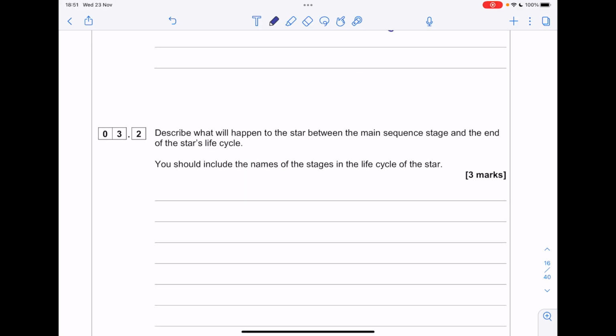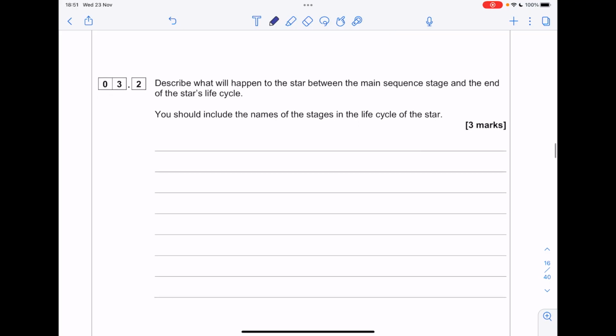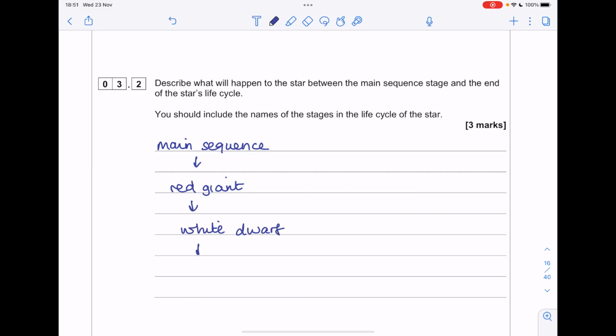Describe what will happen to the star between the main sequence stage and the end of the star's life cycle. You should include the names of the stages in the life cycle of the star. So remember, it goes from main sequence. Because it is a small star, it will swell to form a red giant rather than a red supergiant. Then it will form a white dwarf, followed by a black dwarf.